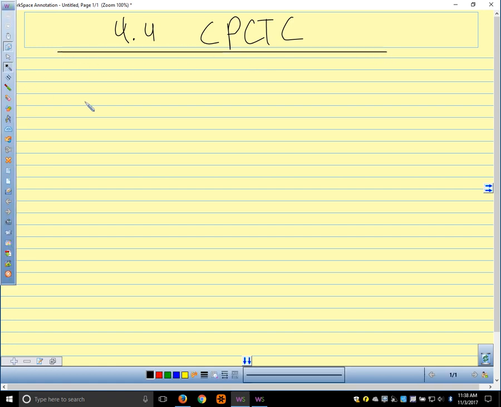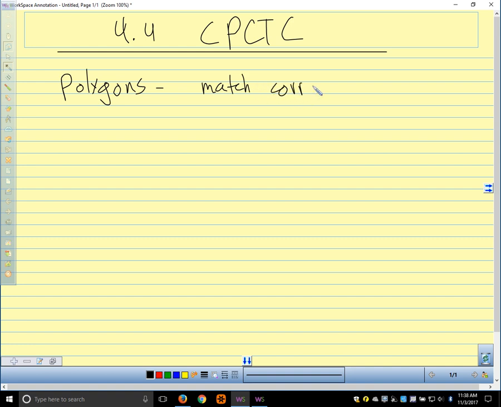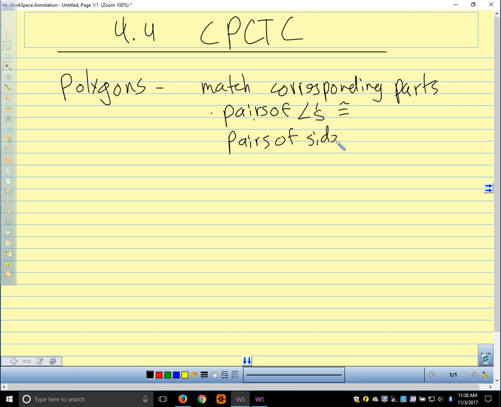So for a recap, for polygons, that's where we started at the beginning of chapter 4. To show that polygons are congruent, we need to match corresponding parts. So we need pairs of angles, we need those to be congruent, and we need pairs of sides congruent. So for polygons, we have to match up all the pairs of sides and all the pairs of angles.